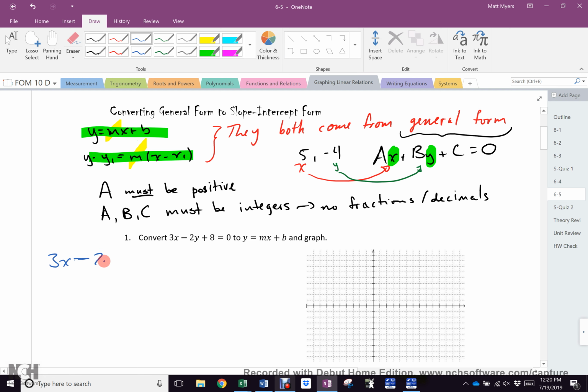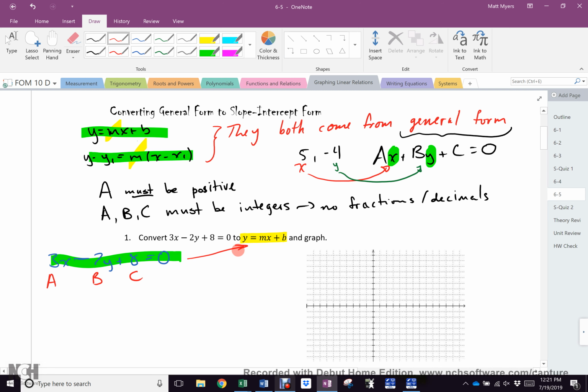So here I have general form. 3x minus 2y plus 8 equals 0. Easy peasy. There's your A. There's your B. There's your C. Everything's cool. Now, if I wanted to graph this, it's a bit of a pain. I either have to do a table of values, or I have to find the x and y intercepts, or I can do what we're about to do here, which is use algebra to make it look like something we're comfortable with. Now, I have given you that, because that's the easiest thing to graph from. So how do I make that look like that?